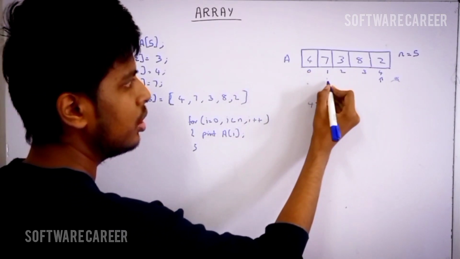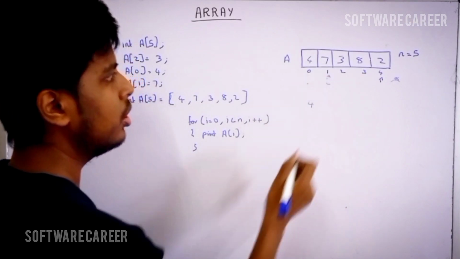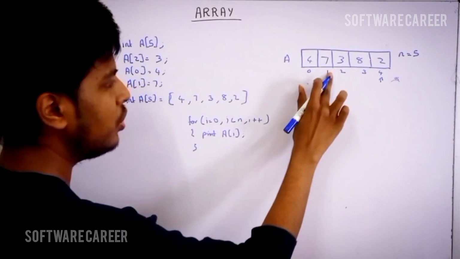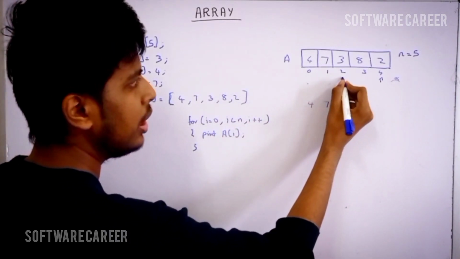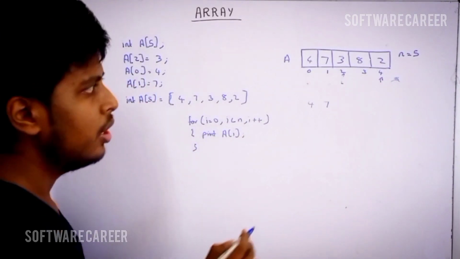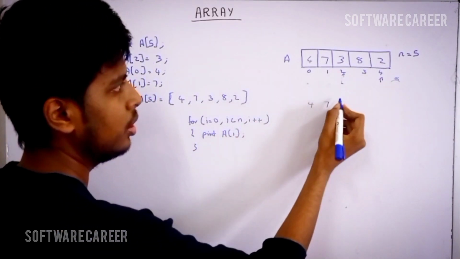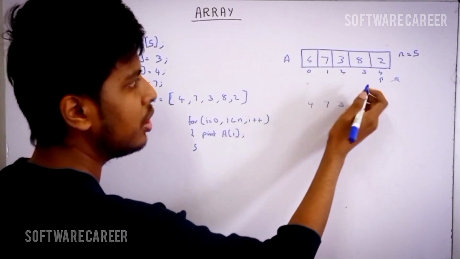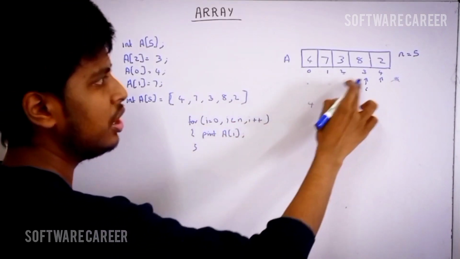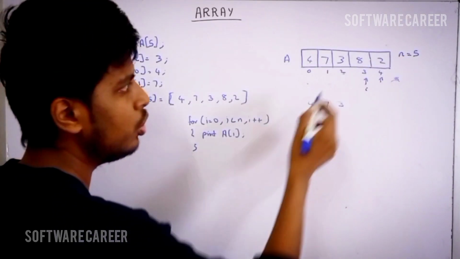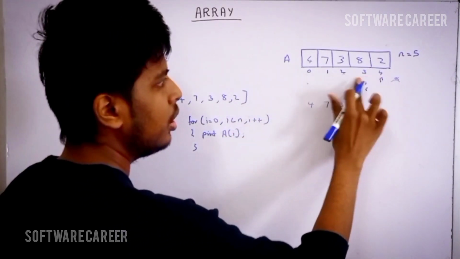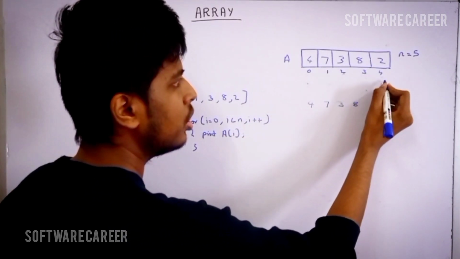Now i will be at this position. It prints a[i], so it prints 7. Then the i value increments by 1, so i is pointing here. Now it checks whether 2 is less than n, whether 2 is less than 5. Yes, so it prints a[i]. It prints 3. Then i increases. Now it checks whether this i value 3 is less than 5. Yes, it's less than 5, so it prints 8. Then i plus plus. Now i is at this position.